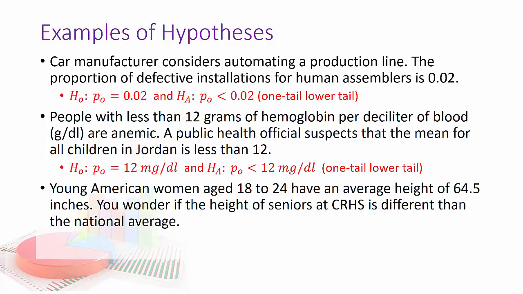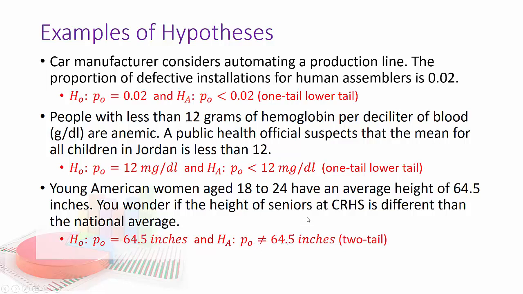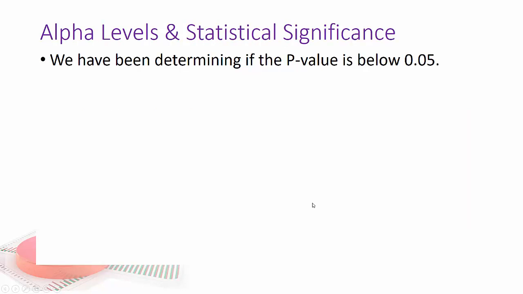Here we have young women, American women aged 18 to 24, have an average height of 64.5 inches. You wonder if the height of seniors at Cedar Ridge is different than the national average. So my null is the national average, 64.5. And here I just said different. So I'm going to say my alternative is that it's just not equal to 64.5, which makes it a two-tail.